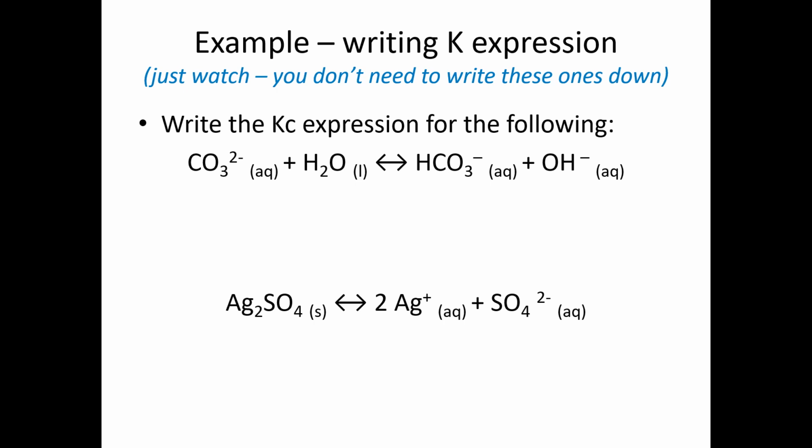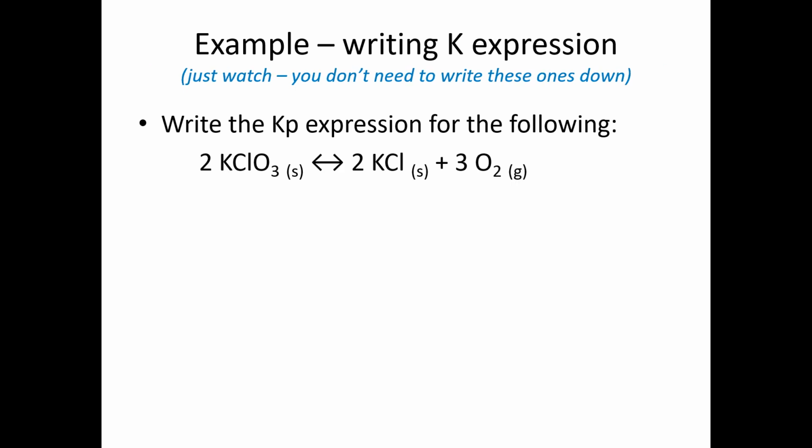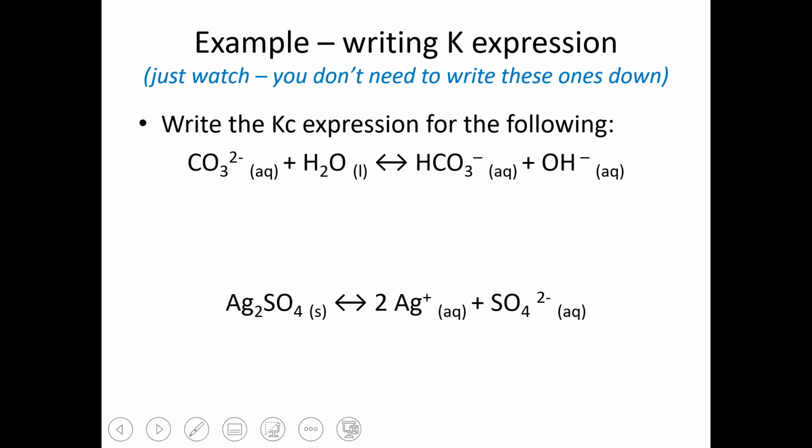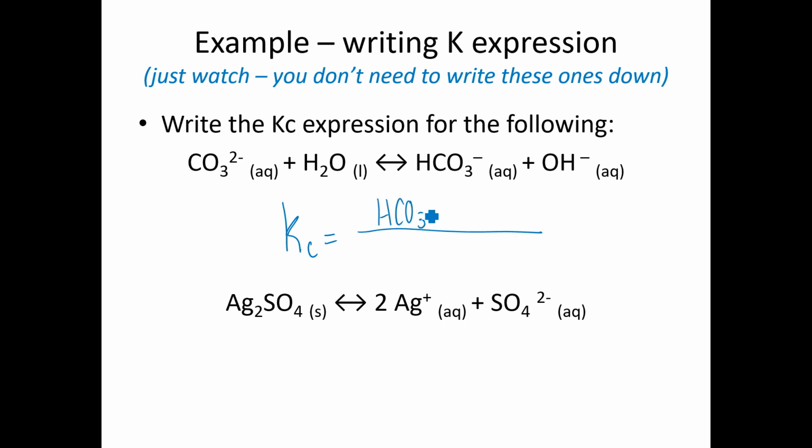So if we're to write the Kc expression for these ones, the Kc expression is going to be products over reactants. So my products are HCO3 minus, the bicarbonate ion, and I'm going to put square brackets around it. So that means concentration of bicarbonate. And then my other product is hydroxide ion. And the coefficients are 1, so they're both to the power of 1. We typically just don't write the 1.